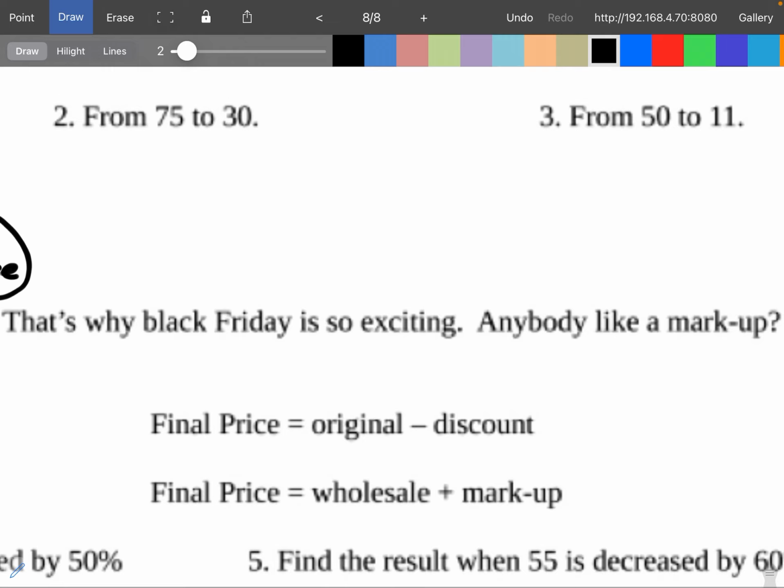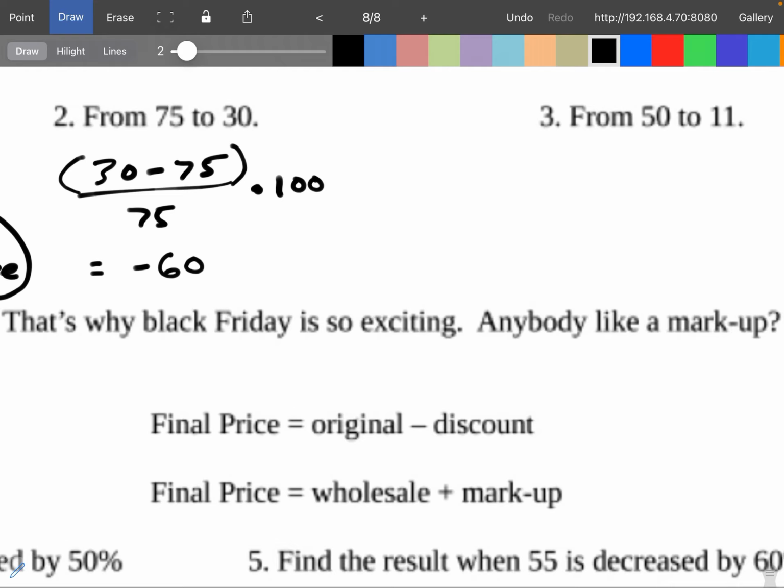All right, let's look at 2. Same thing again, so this should go pretty quick. The new one is 30, right? It went from 75 to 30. So we're going to do the new one minus the original one over the original one, put some parentheses in there, and multiply by 100. So if you do 30 minus 75, that's a negative 45, divided by 75 and times 100. You get negative 60.